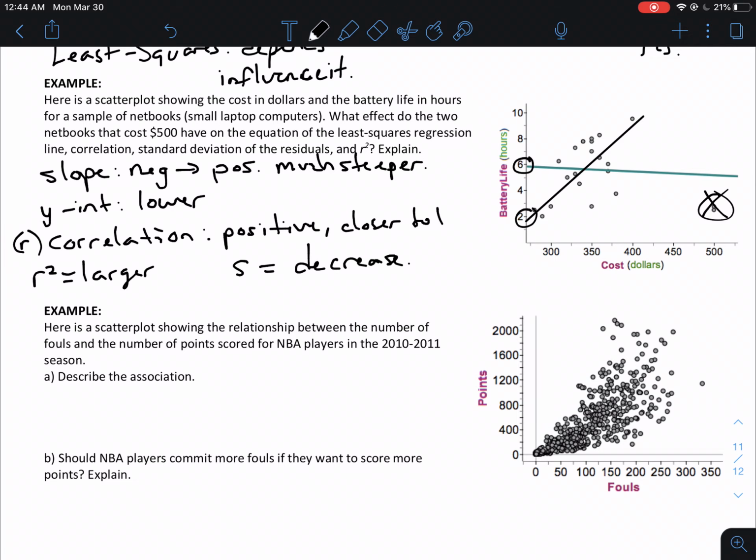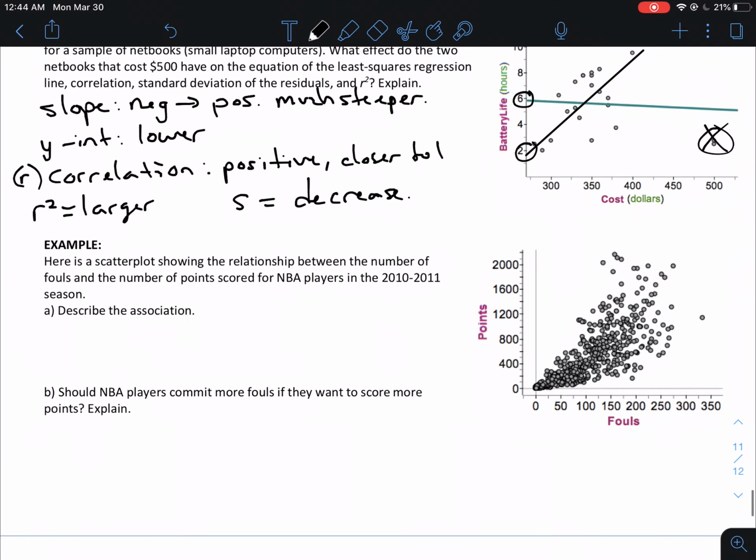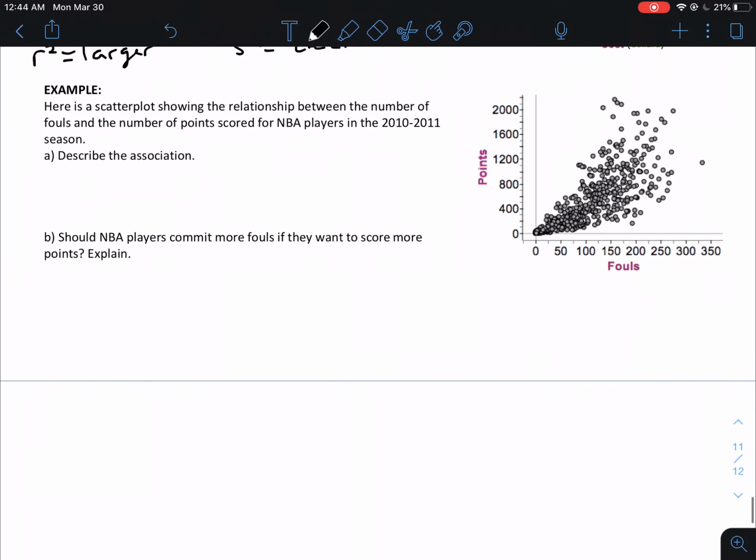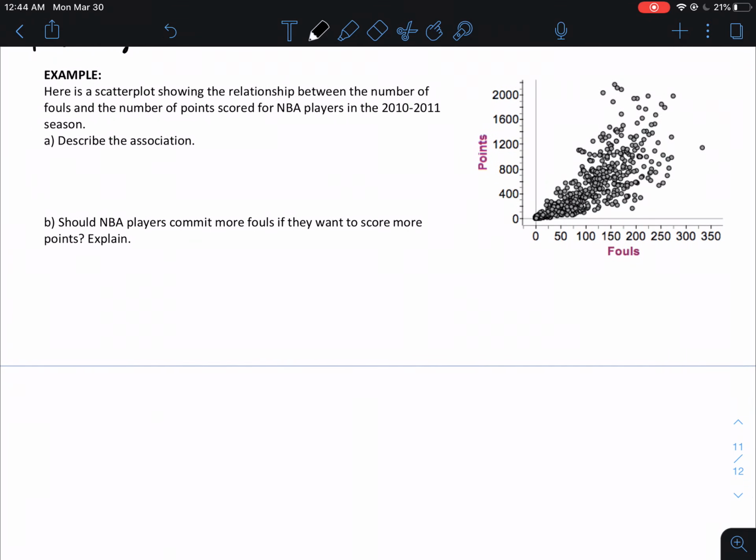Okay, so continuing, one more graph, last graph. Crazy. So I've got a scatter plot for us. It compares the relationship between the number of fouls and the number of points scored for NBA players in the 2010 to 2011 season. The first thing just asks us to describe the association. So when you're looking at the association, you're just looking at the scatter plot. We're not going to talk line of best fit, none of that sort of stuff.